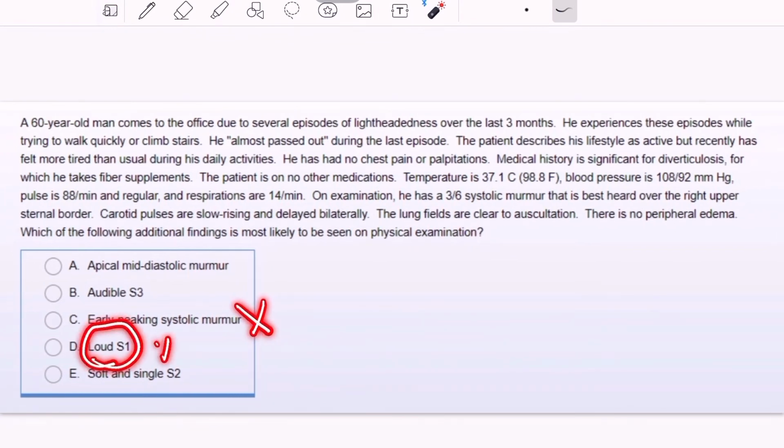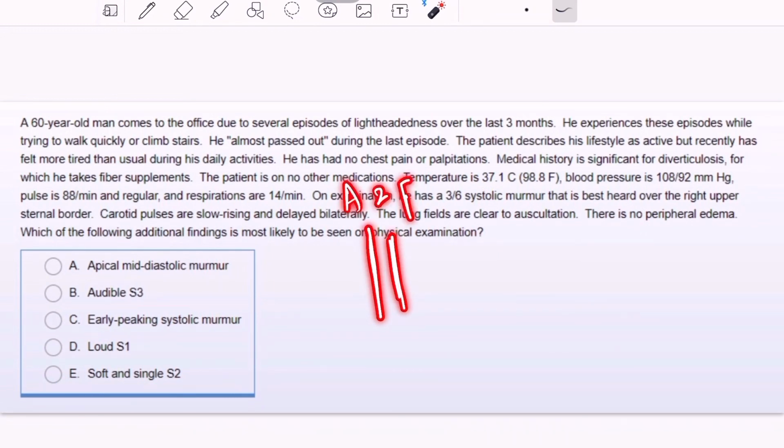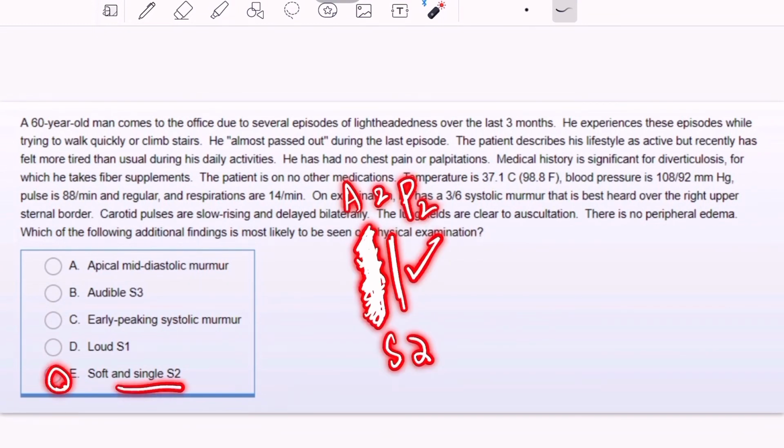Loud S1 will not be heard because loud S1 is usually heard in patients with mitral stenosis. So in my head, soft and single S2 will make most sense. So if you remember, the two components of S2 were A2 and P2. When there is aortic stenosis, the A2 is already so stenosed that you cannot hear it closing, and the only thing you will hear is the P2 closing. So that's why soft and single S2 makes most sense.